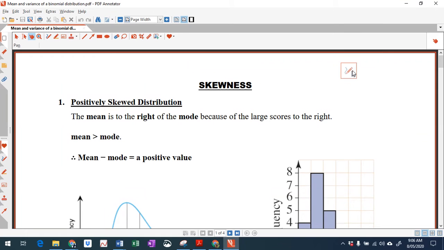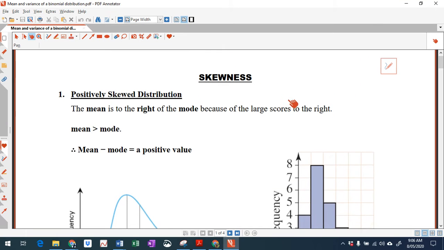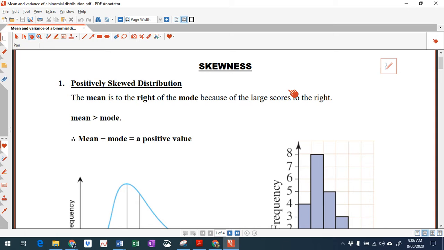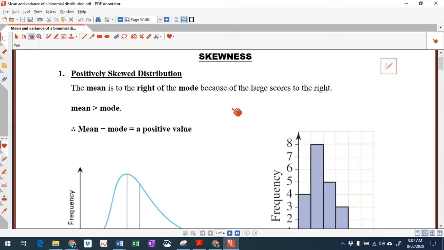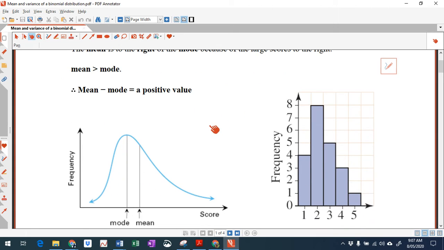Okay, year 12. Today we're just going to review skewness to start off with because we need that concept for the next exercise. If you remember back from year 10, maybe even year 9, you had positively and negatively skewed distributions. Positively skewed means the mean is to the right of the mode because of the large scores to the right. Another way of thinking of it is the tail goes off towards the right.